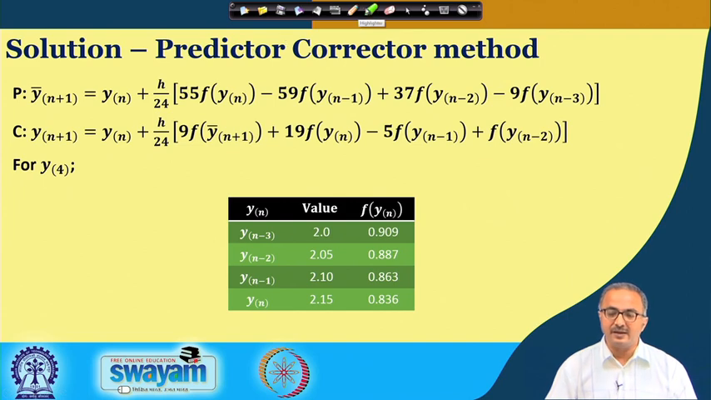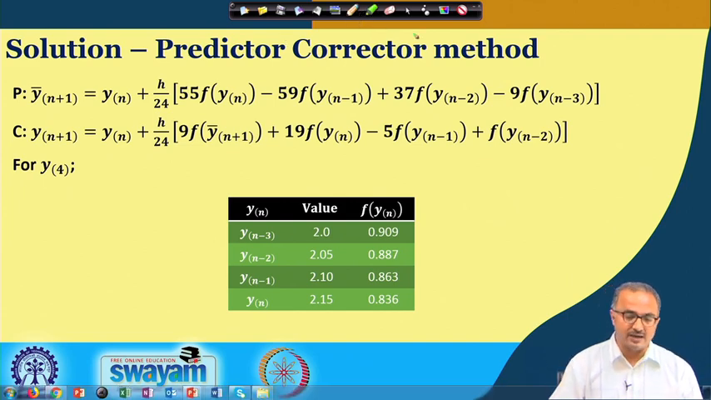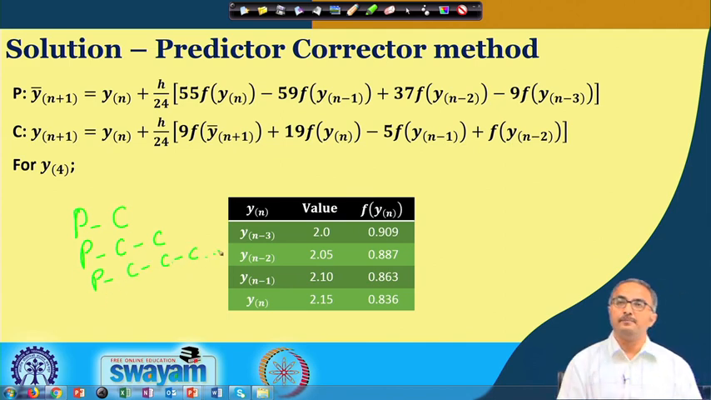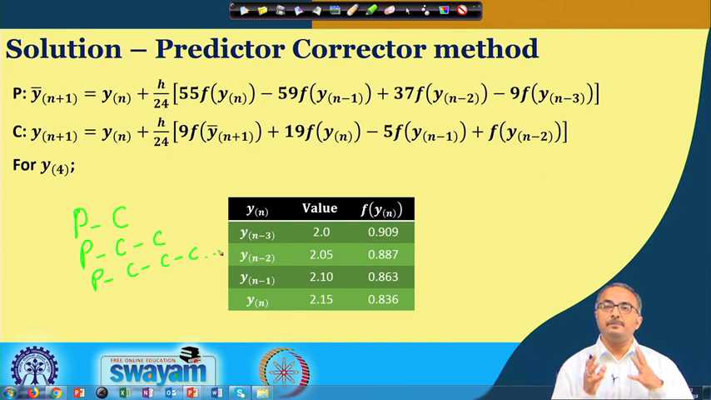That means, if I write in these terms, I can have one predictor and one corrector, or one predictor and two correctors, and then one predictor and three correctors. So, you can see that this can go to many numbers, depending on the kind of accuracy you need in your solution. And this is quite straightforward. You don't have to solve any kind of differential equation or any kind of integration.